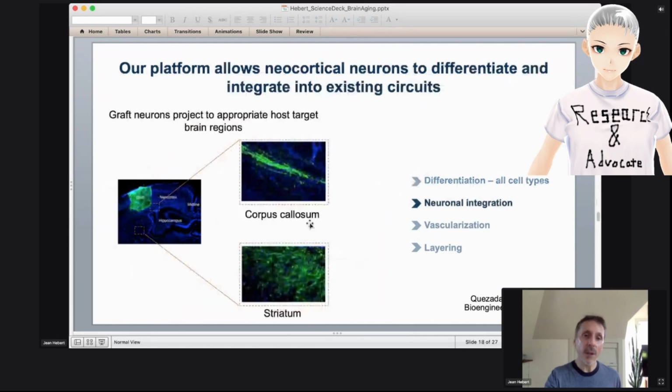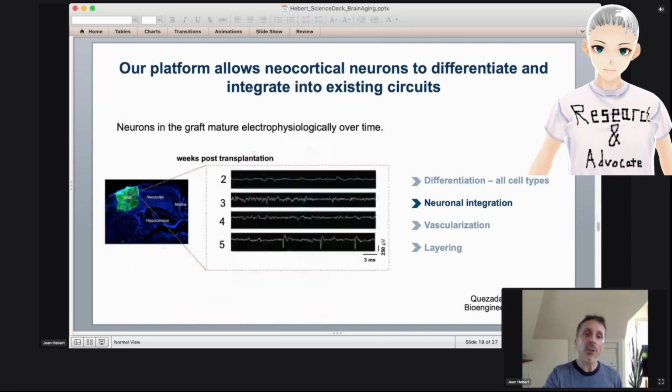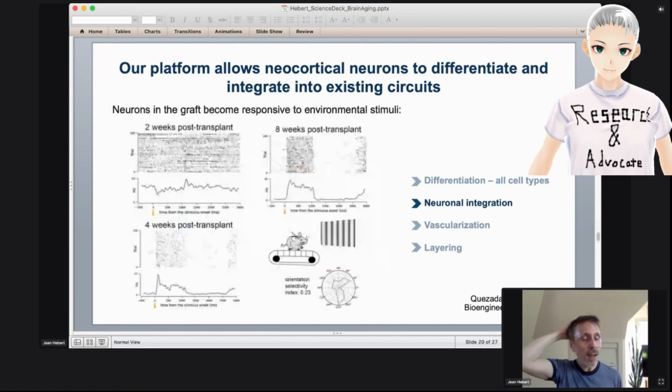And the neurons integrate. They send projections along normal axonal pathways like the corpus callosum, the major fiber tract that connects the 2 hemispheres, down to subcortical targets like the striatum. More importantly, they also seem to mature normally. Initially, there's very little activity, but over time, these human neurons start to show action potentials as they normally would. And moreover, if we put the graft in the visual cortex, over time, the neurons will respond to light.